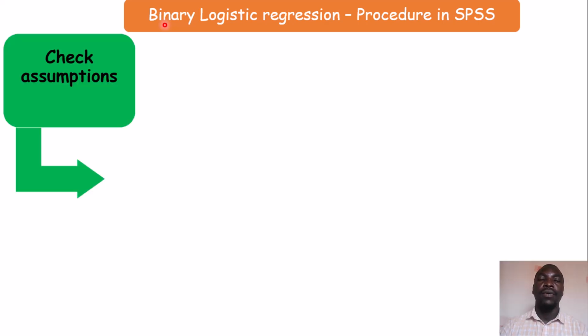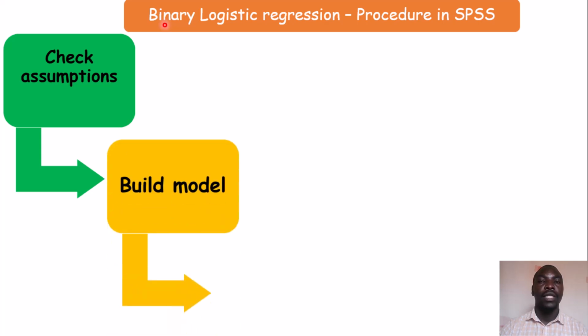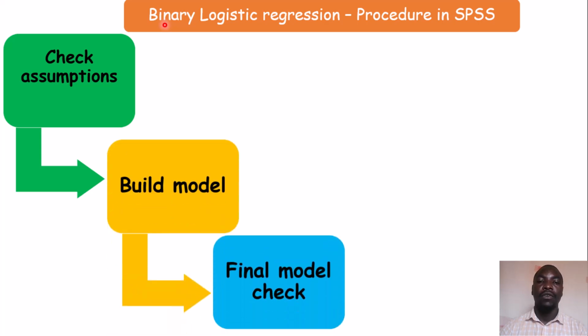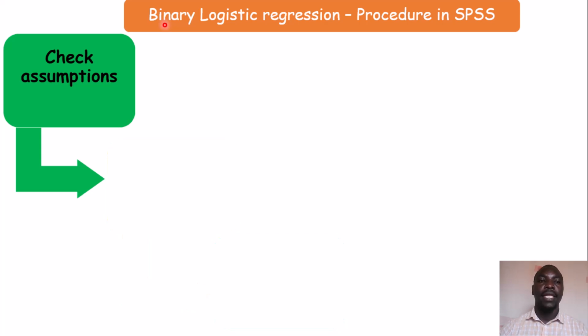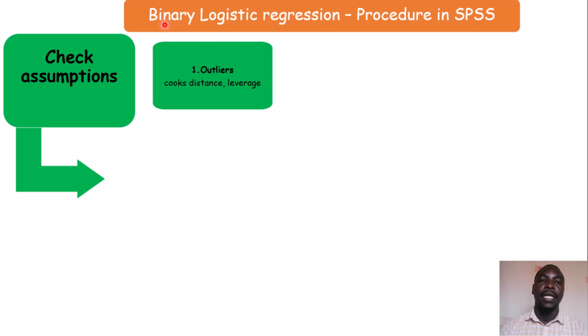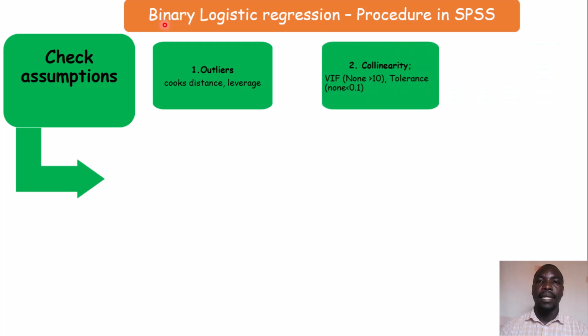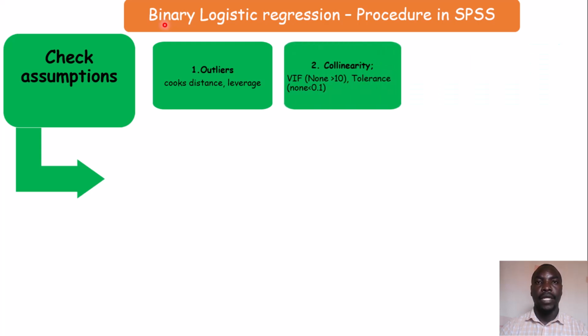And as usual, we have got 3 steps of a regression analysis. First, you check for the assumptions. Second, you build the model. And third, you do a final model check to see whether it predicts your outcome well. So we shall start with checking for assumptions of binary logistic regression. And here, we are going to look at outliers and how to check for collinearity.